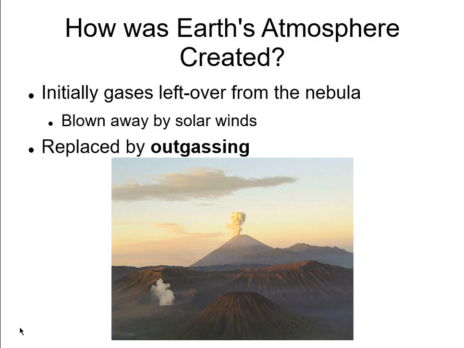So what replaced that was due to outgassing. So outgassing is basically the lightest stuff in our planet coming out and getting stuck, all right? So the lightest stuff is going to be the gases. So mostly like water vapor and chlorine, methane, that kind of stuff is coming out into our atmosphere, nitrogen gas, and that is what's making up our atmosphere now.